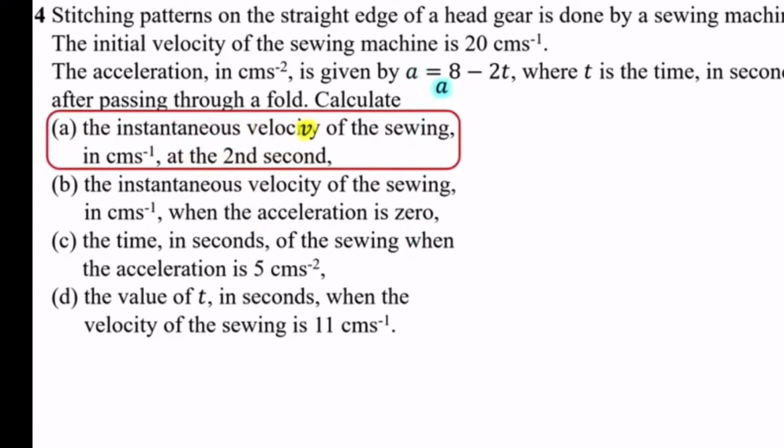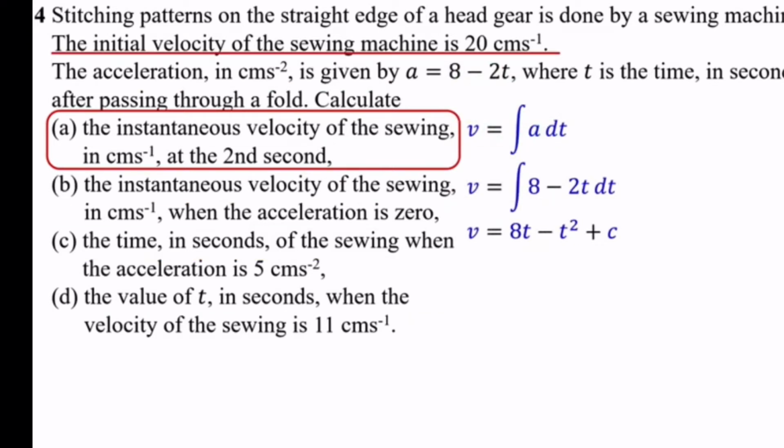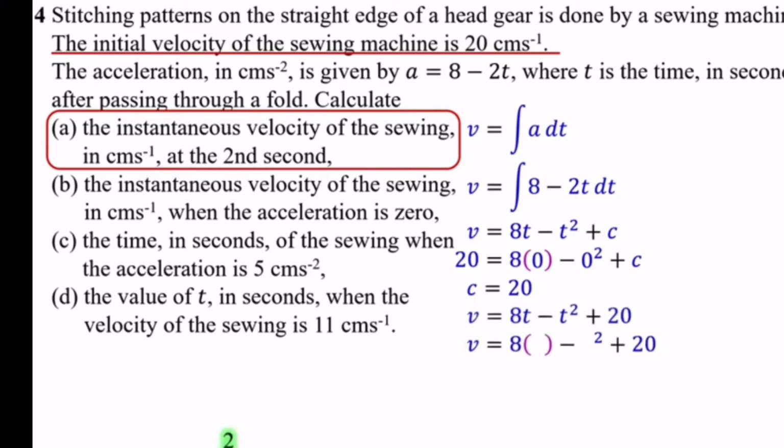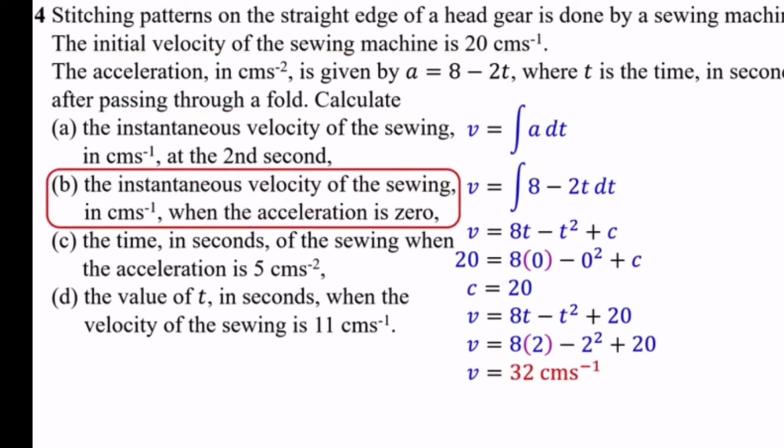So let's start with the acceleration, which is 8 minus 2t. We need to integrate the acceleration to get the velocity. So velocity is v equal to 8t minus t squared plus c. So when t equal to 0, we substitute t equal to 0, the c is 20. So we write again the velocity function in terms of t, which is 8t minus t squared plus 20. And then with that velocity, we can substitute t equal to 2 to get the answer, velocity equal to 32 centimeters per second.